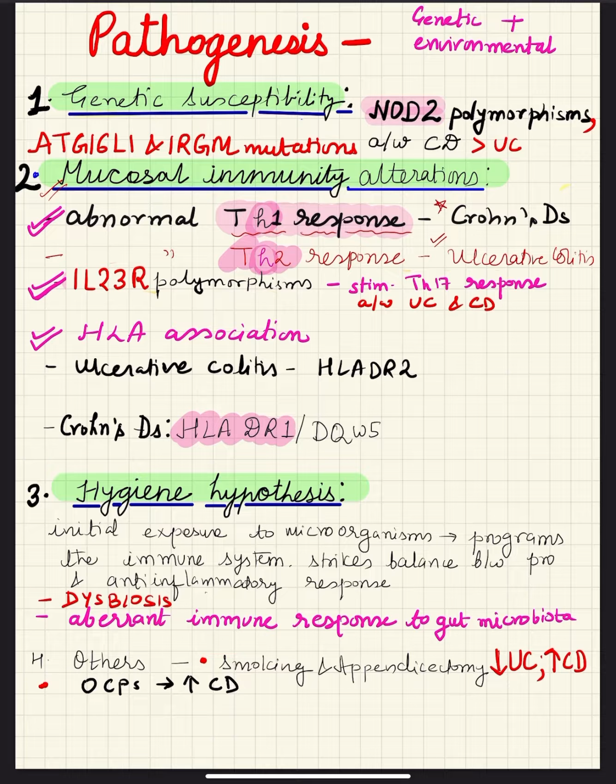So when these two genes are mutated, it will lead to defective autophagy. There will be increased cellular stress, and also increased immune mediated damage. So again it is associated with inflammatory bowel disease, more with Crohn's disease than ulcerative colitis. Next we come to the mucosal immunity alterations that occur in inflammatory bowel disease.